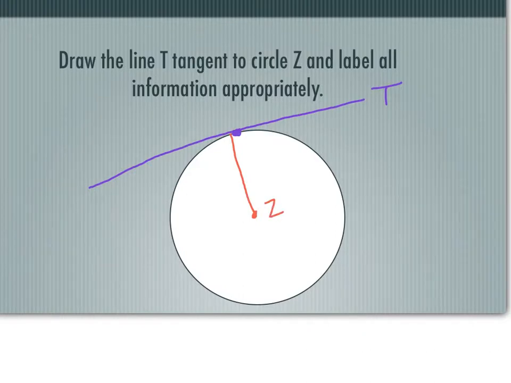And then the angle, what can I say about the angle? It's a right angle, good. That's what I want to see there. Okay, I just want you to draw a tangent and a radius.